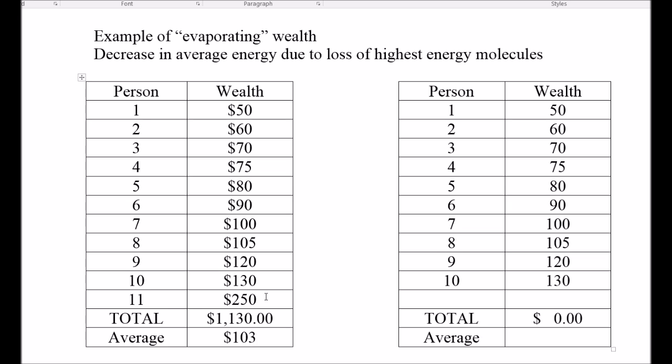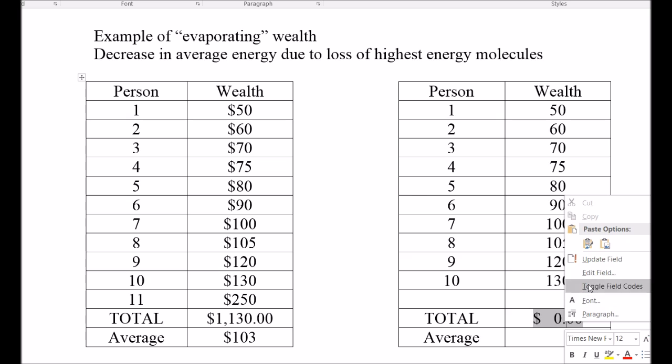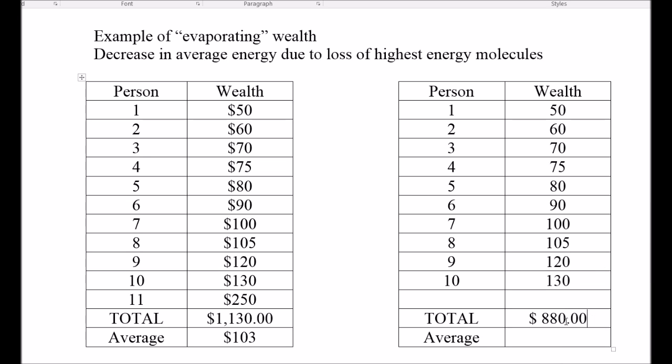All right, now let's imagine this number 11 here, the richest one, evaporates, leaves the population. Then I will have over here only 10 people. And now what is their average wealth? The total is now $250 less, and the average, it'll be divided over 10 persons instead of 11, but now the average wealth per person is only $88.